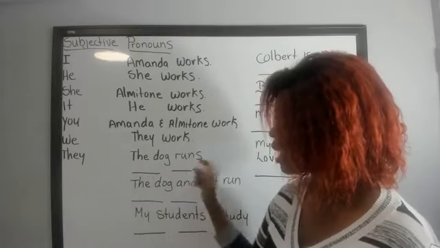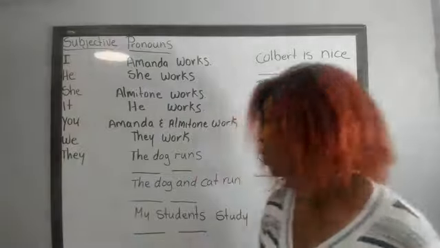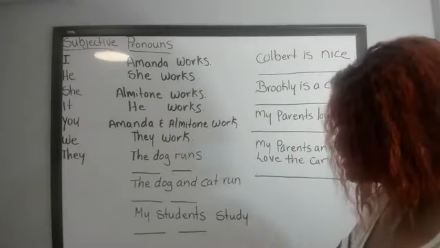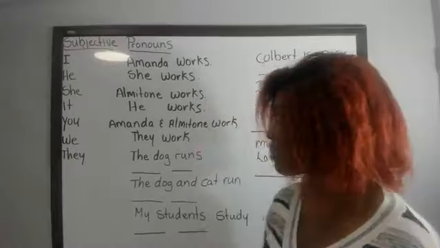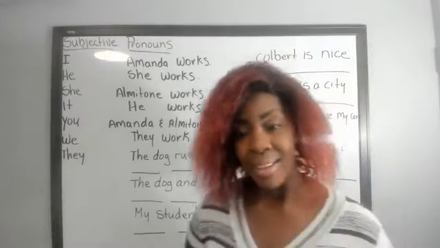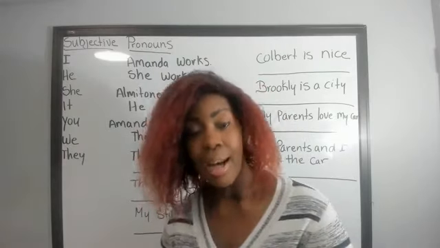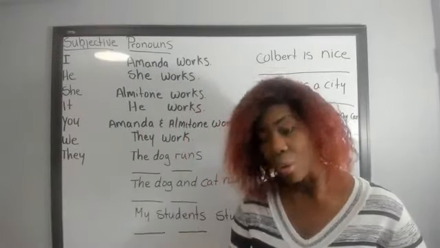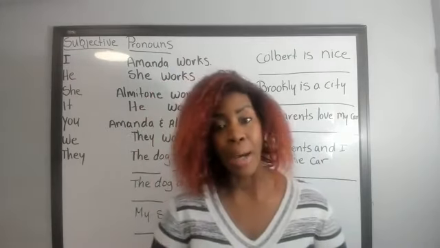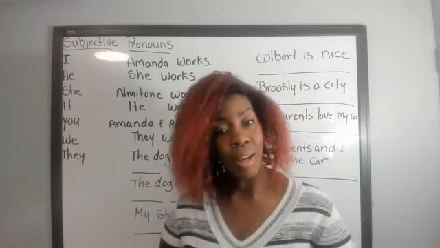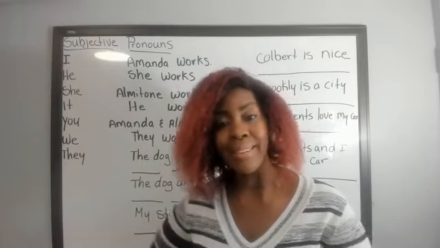The dog runs. All right. So now this is what we're going to do right now. I wrote some sentences on the board. You and I, we're going to do them together. Remember, when I say I, I am talking about myself. When I say she, I'm talking about a girl or a woman. When I say he, I am talking about a man or a boy. When I say it, I'm talking about a thing.